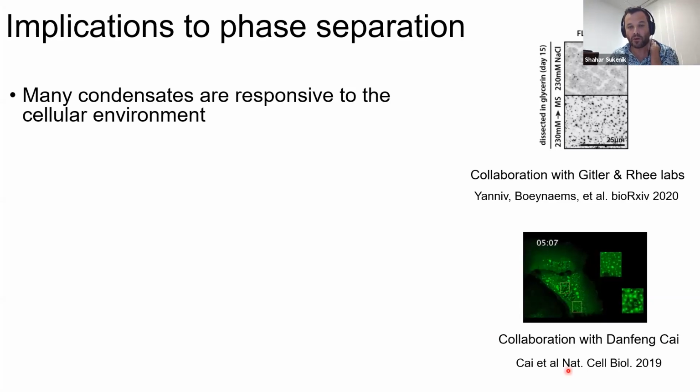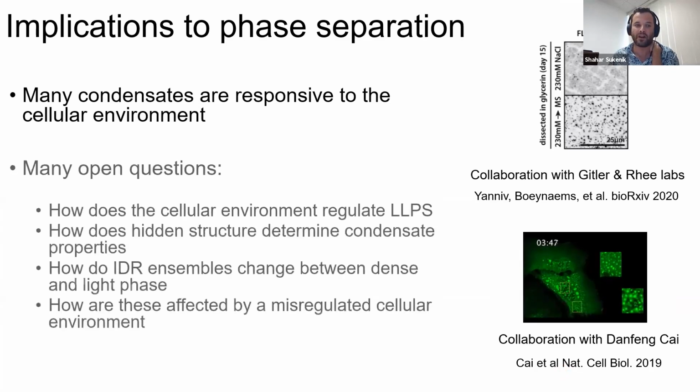And so, the fact that condensates are so responsive to these physical chemical changes in the cellular environment raises a lot of open questions, right? How does the cellular environment actually regulate this liquid-liquid phase separation? How do the hidden structures inside these proteins determine the condensate properties, right? Whether it's the tendency to form condensates, the material properties of the condensates, or the specificity of these condensates. Another question is, how do these ensembles change, right? How do these hidden structures change between the dense and the light phase? And how all of this is affected when the cellular environment becomes misregulated.